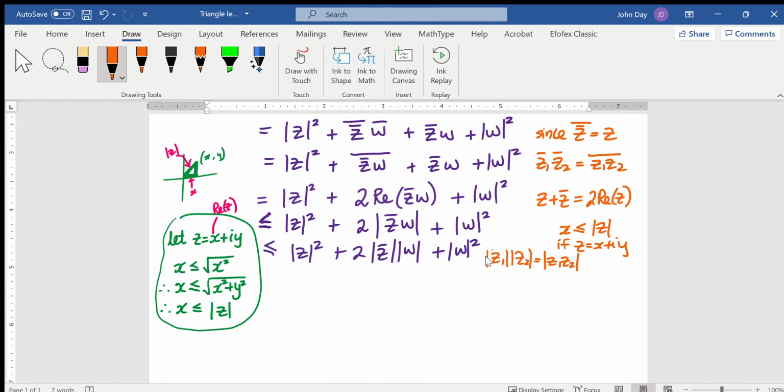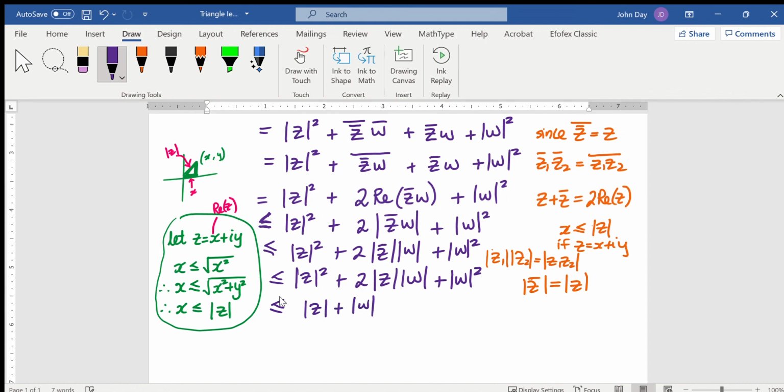Now, we know that mod of z times mod of z bar is the same as mod of z. So I'll write that rule down. Mod of the conjugate is the same as mod of the number itself. So we've got to there, and you can see that that means we've got mod z plus mod w all being squared, because we've got the equivalent of a squared plus 2ab plus b squared in the line above what I just wrote. So it can be put in as an all squared.